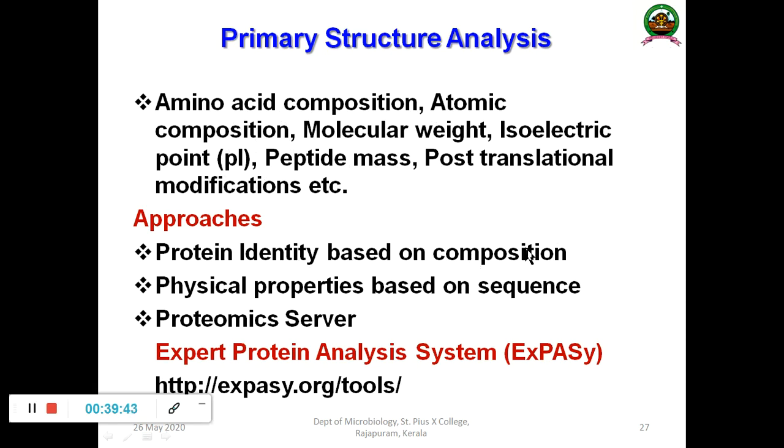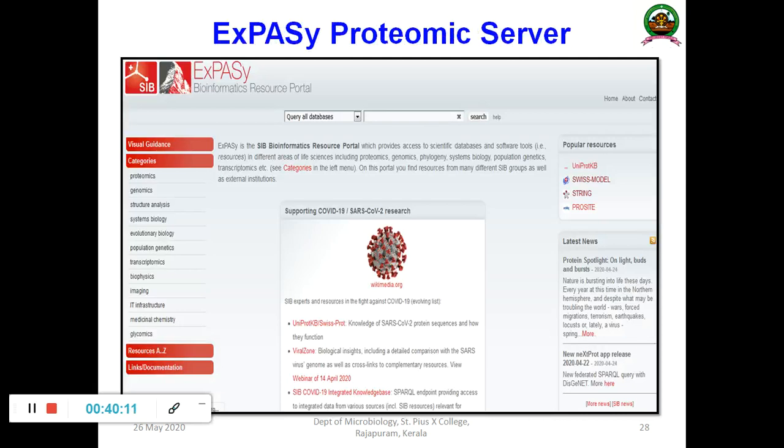We have two important methods for primary structure analysis in computational biology. One is protein identity: based on the composition, we can identify identical proteins. The next is based on physical properties, where we can identify similar types of protein sequences. And how will you do this? We have a beautiful bioinformatics tool called the ExPASy server, which is known as the Expert Protein Analysis System.